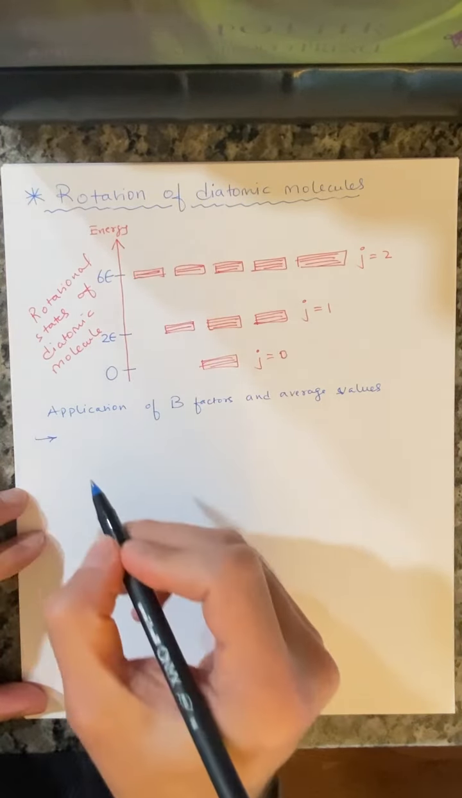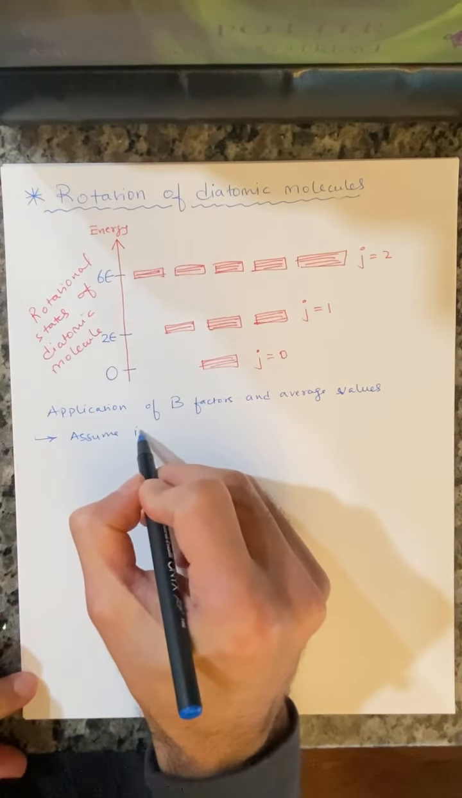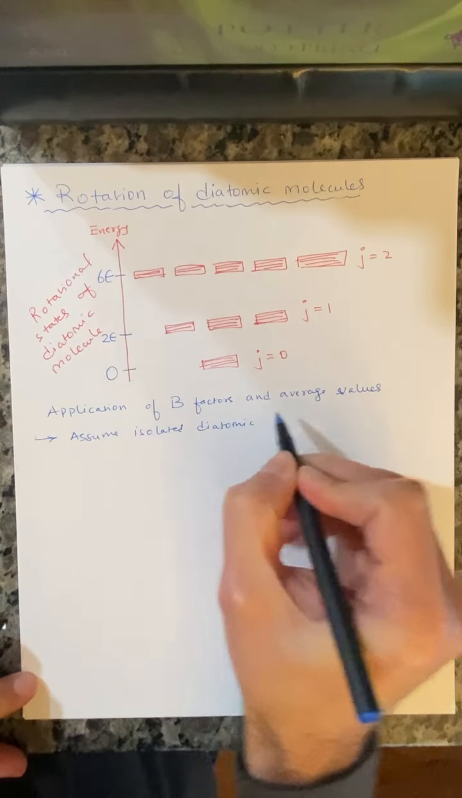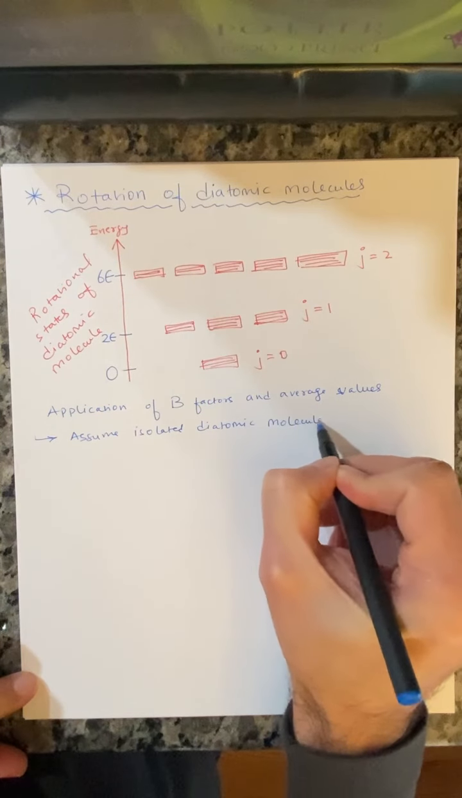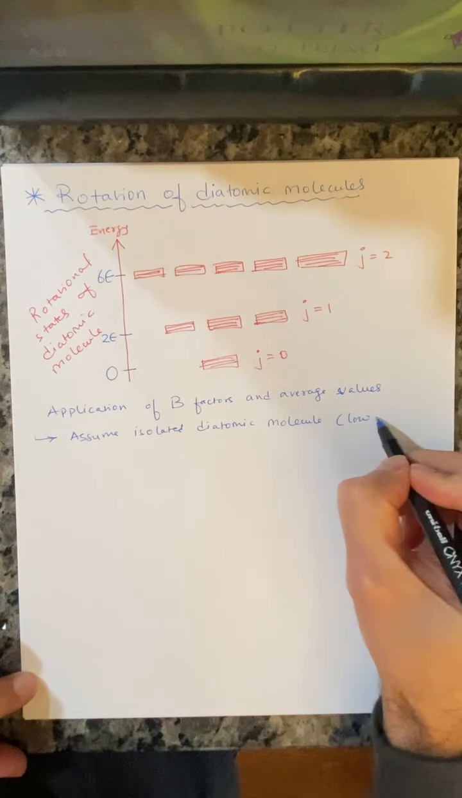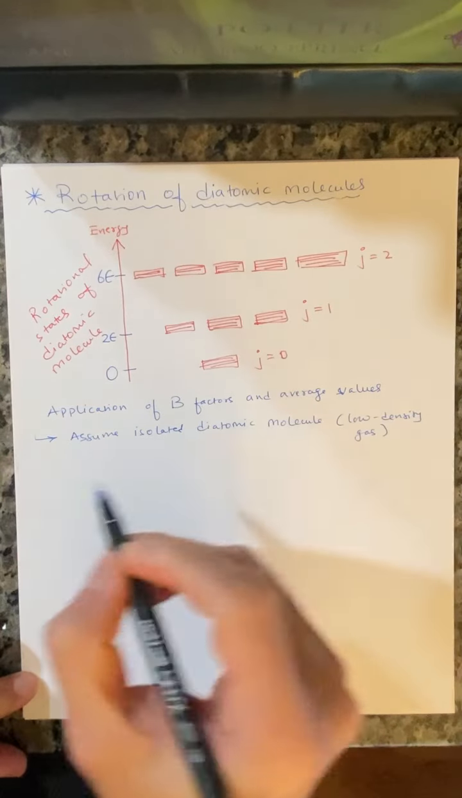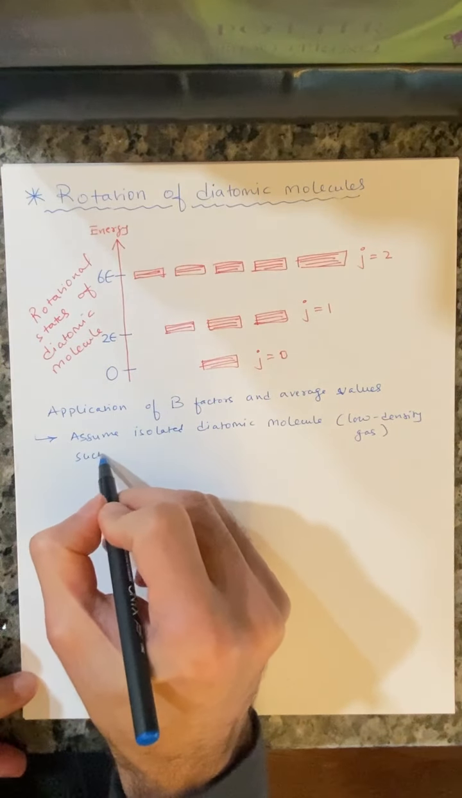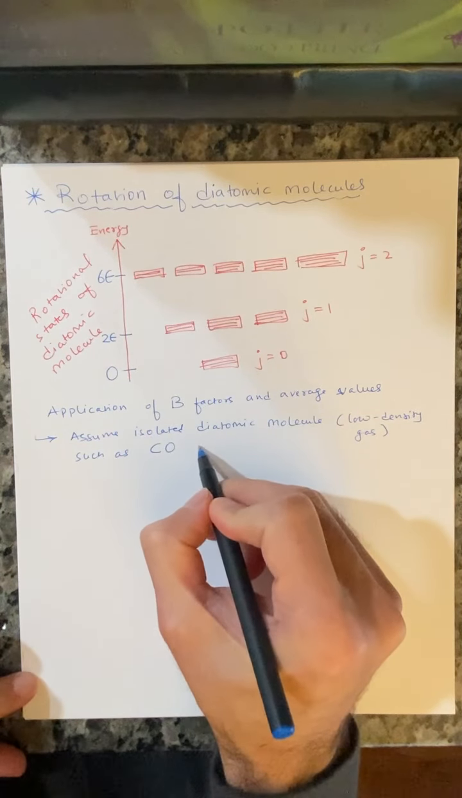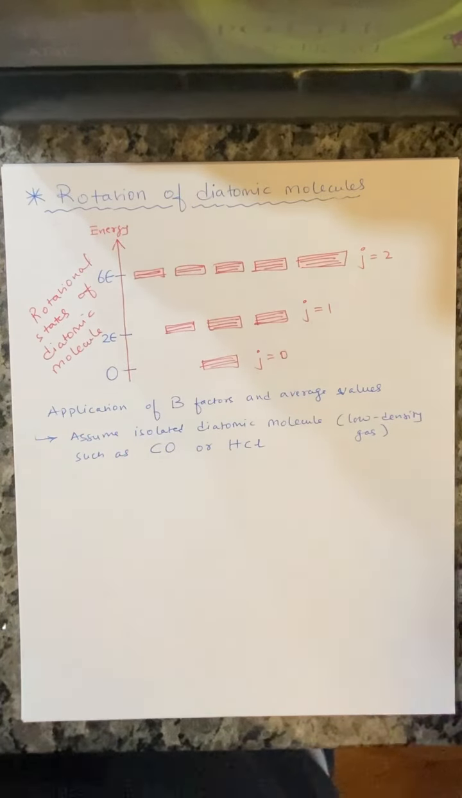Let's take note of a few assumptions. Assume an isolated diatomic molecule. Think of a low density gas, right? And the molecule could be, let's say, carbon monoxide, CO, two different atoms, or let's say hydrogen chloride, HCl. Two different atoms at the edges, right?